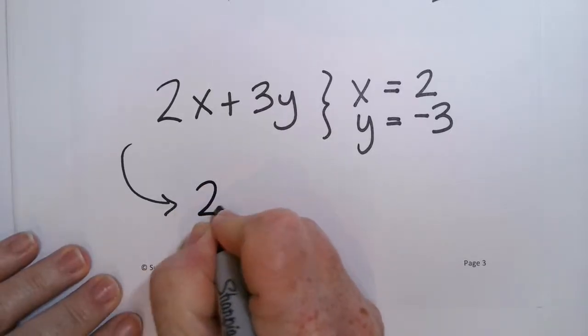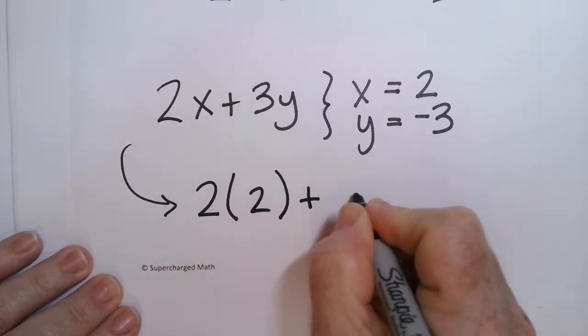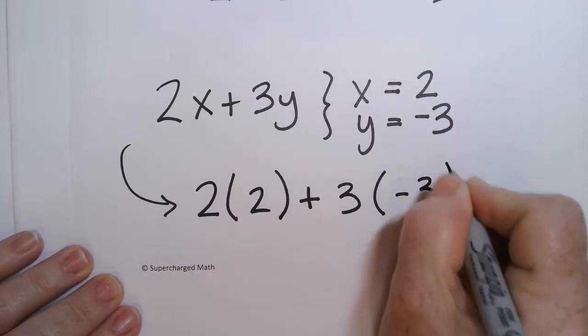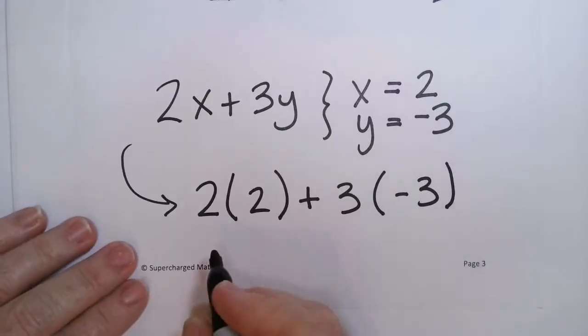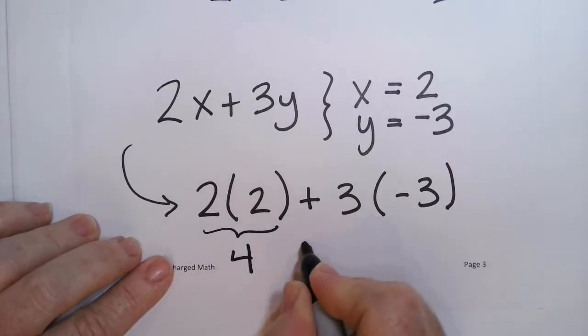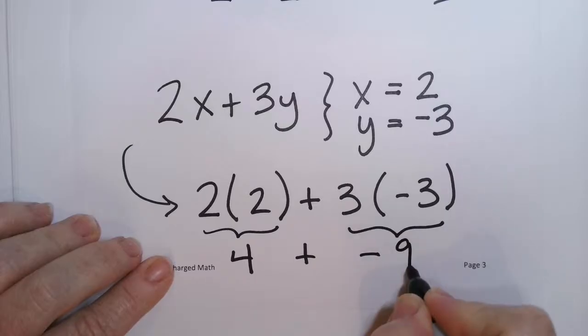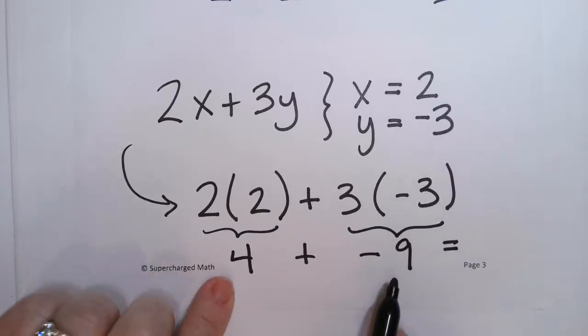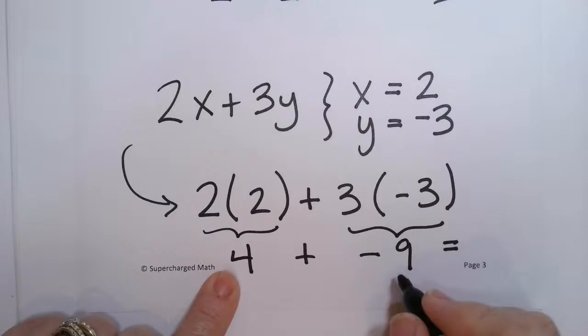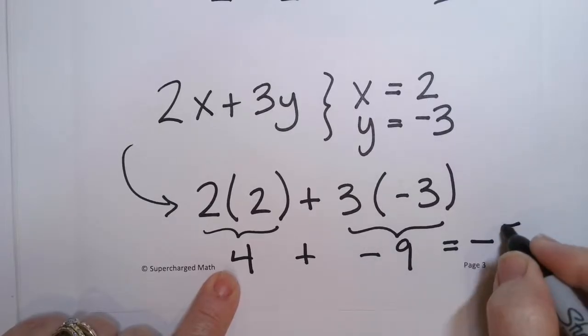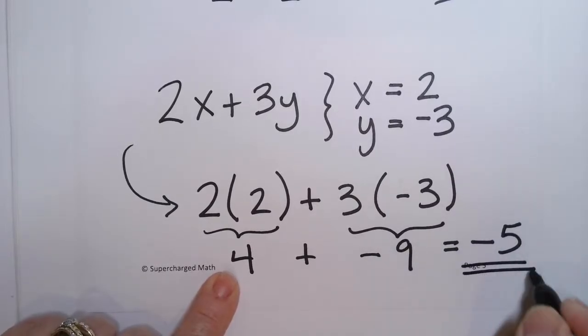So 2 times 2 plus 3 times -3. Don't drop your minus signs. So this is going to be 4 plus -9. So we have a positive and a negative. The 9 is larger, so it's going to be negative. The difference between 9 and 4 is 5.